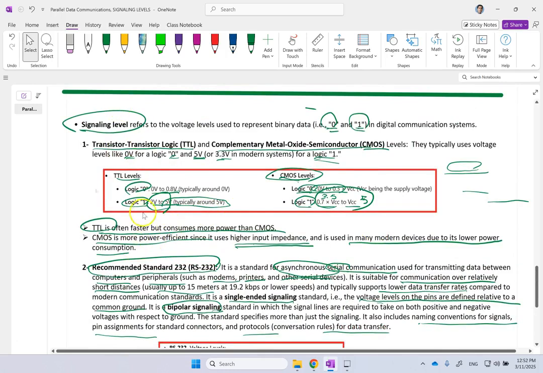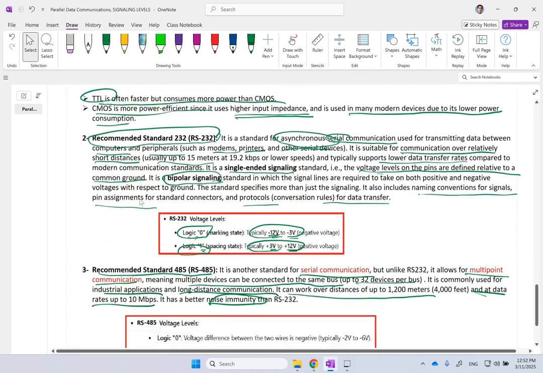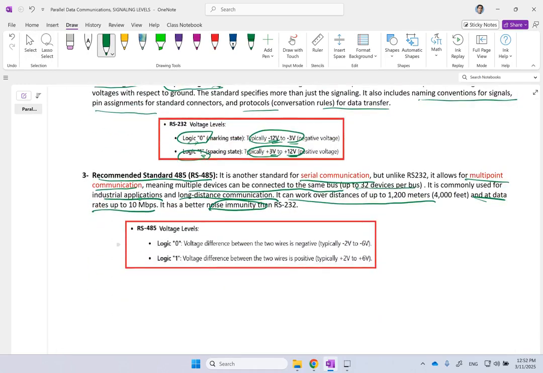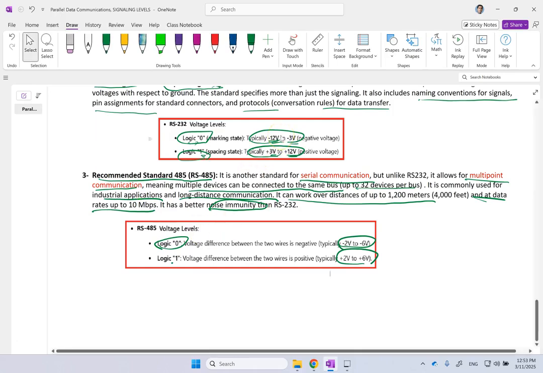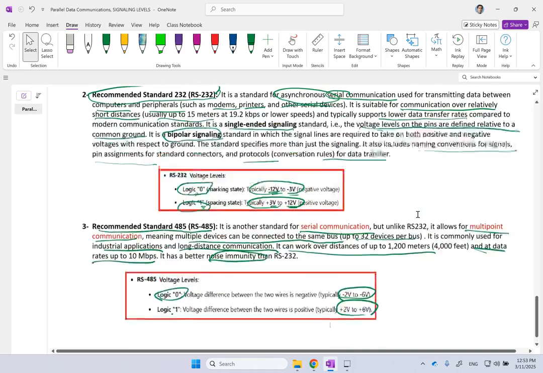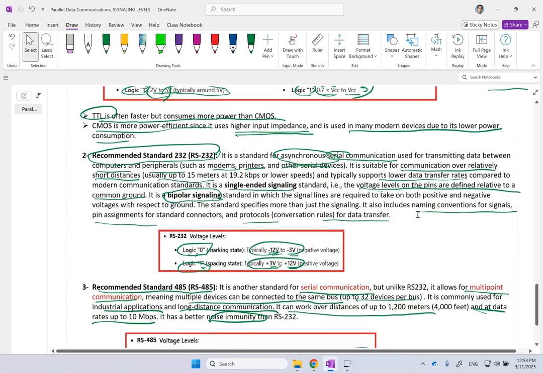But again, my goal is not to go between serial and parallel. We are just talking about voltage level here. Now for RS-485, logic 0 is between negative 2 and negative 6. Logic 1 is between positive 2 and positive 6. So you see, this is also a bipolar one, but the range of voltage is about half of RS-232. So I assume it is using less power as well. It's more power efficient as well.